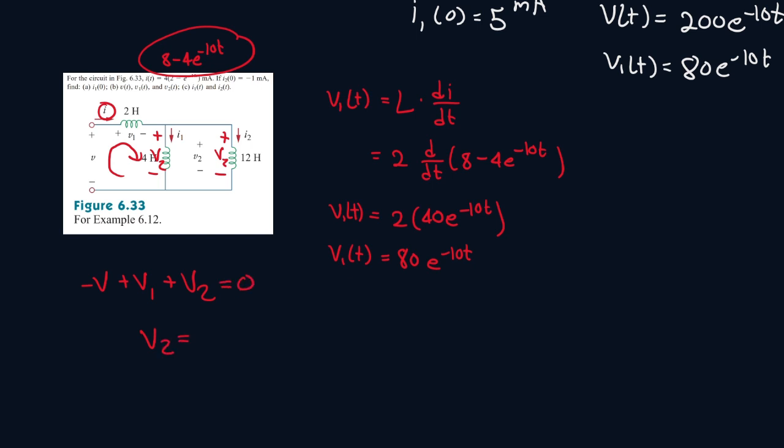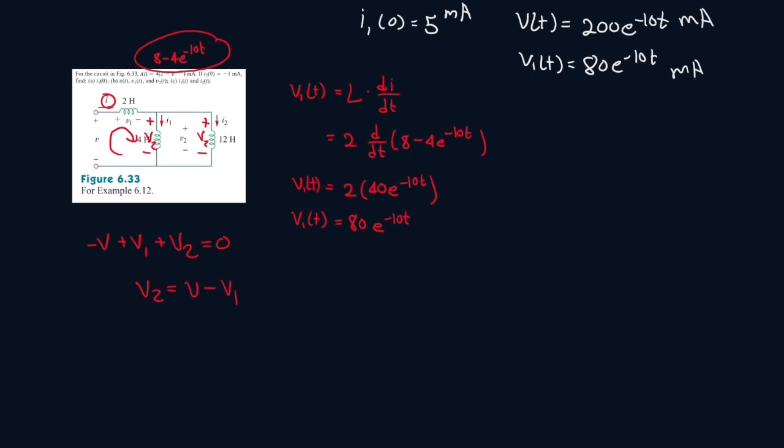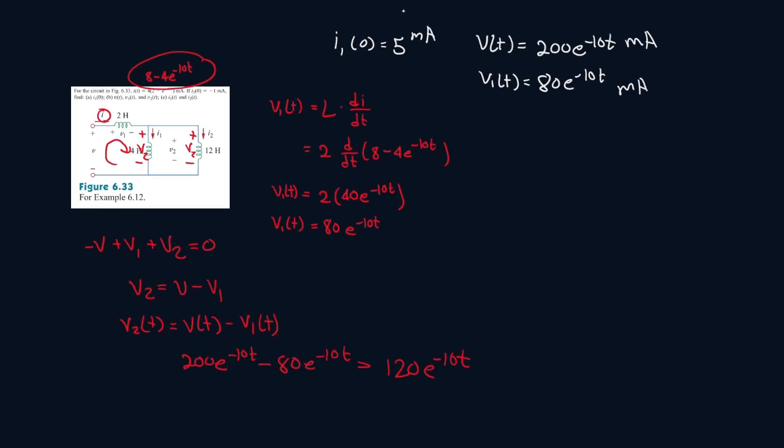So solving for V2, it will be V minus V1. So V2(t) will be equal to V(t) minus V1(t). Now V was 200e^(-10t) minus 80e^(-10t), and that gives me 120e^(-10t), and that's the value for V2(t).